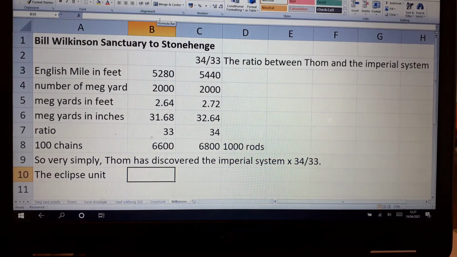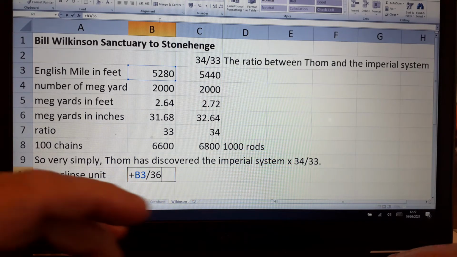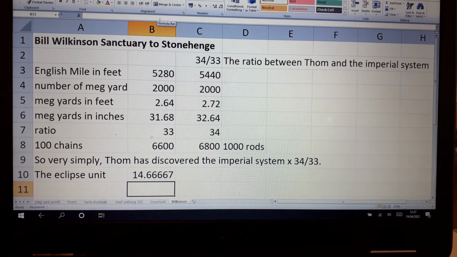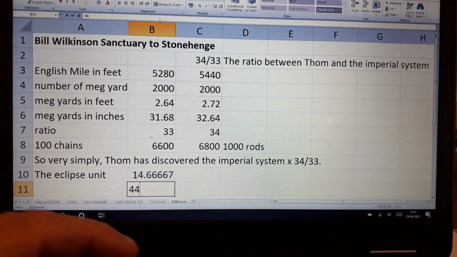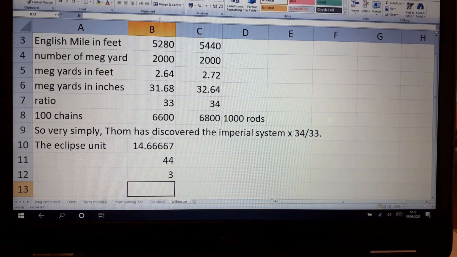6,600 is not the Saros cycle. It's what I call the Saros plus. And I'll show you the eclipse unit now, because we're going Babylonian on you here, and we're going to divide 5280 by 360. So we go plus that divided by 360. Boom. 14.667. But that's what it actually is, 44 over 3.